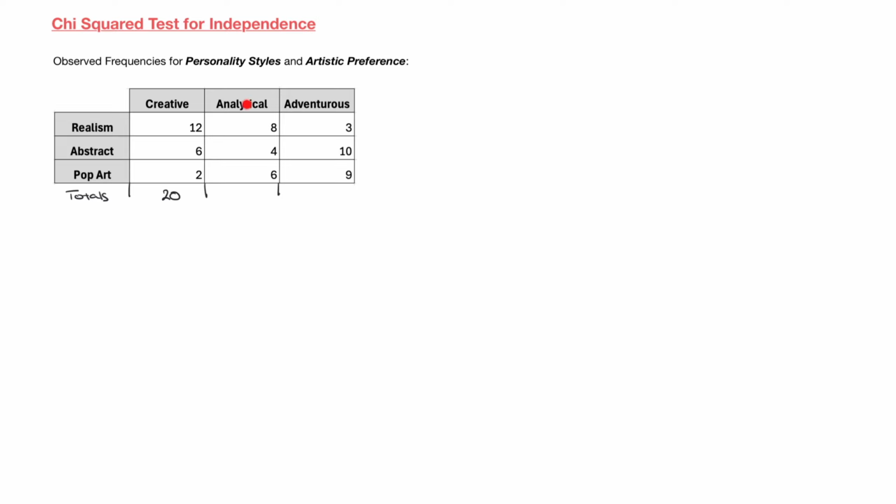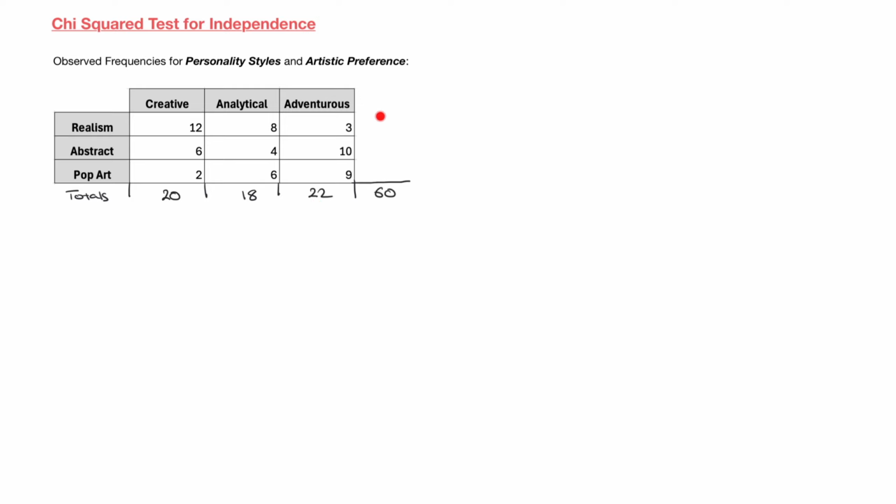And I do the same at the bottom of the analytical column, so that's 8 plus 4 plus 6, which is 18. And of course I do the same for the last column, the adventurous column, so 3 plus 10 plus 9, which is 22. And at the very end of the row, I'll add the total that makes. So that's 20 plus 18 plus 22, which is 60.